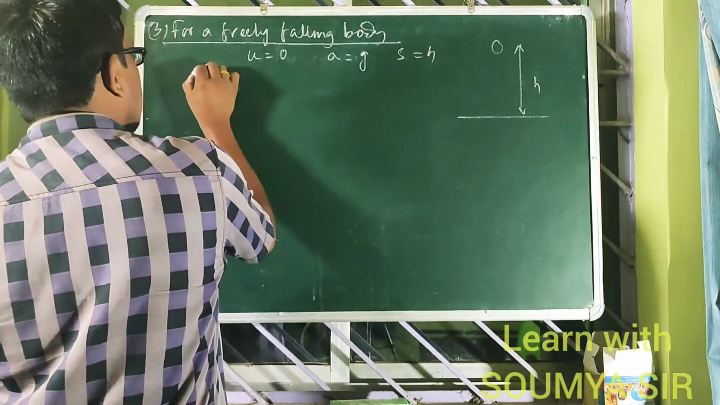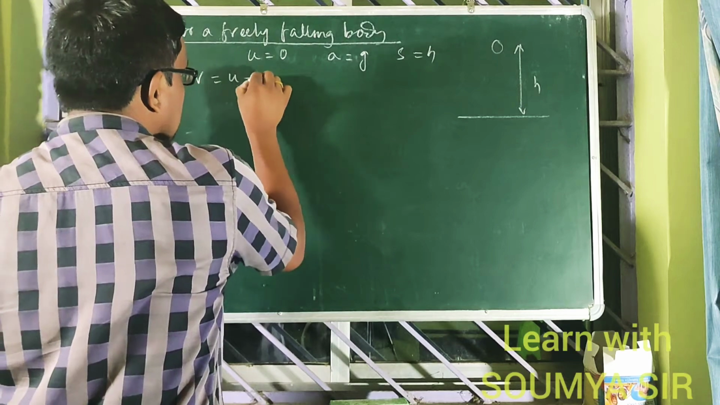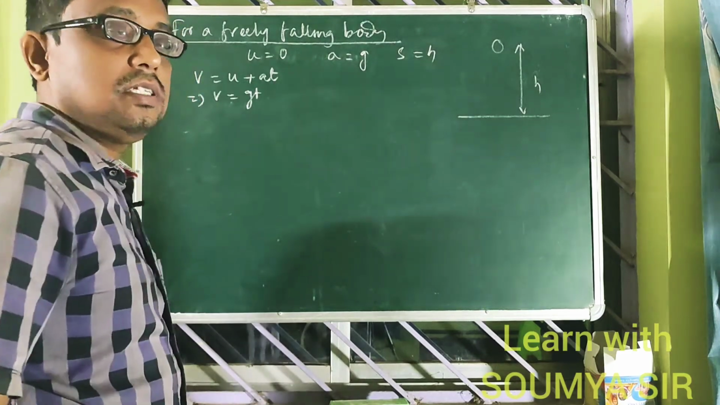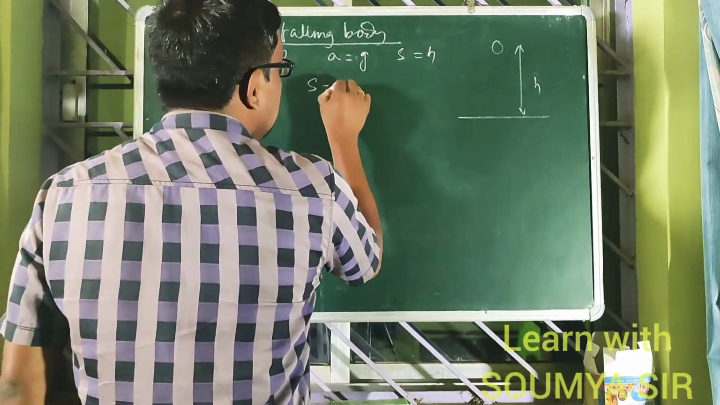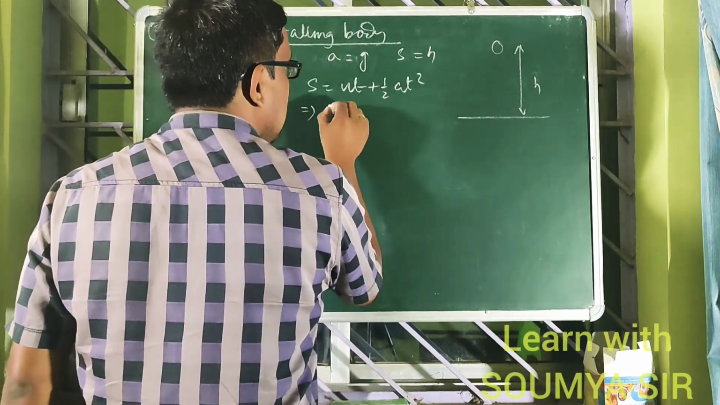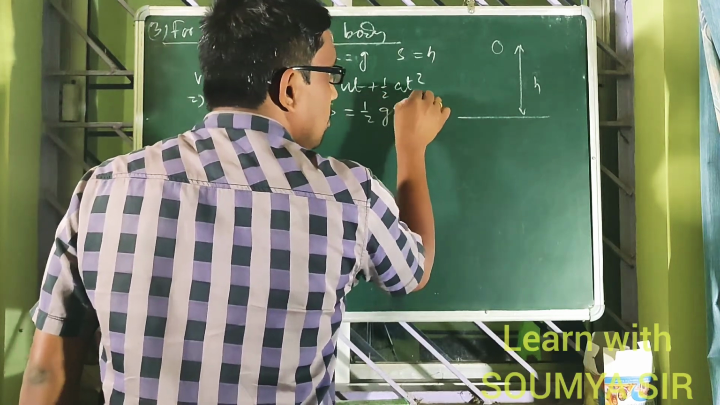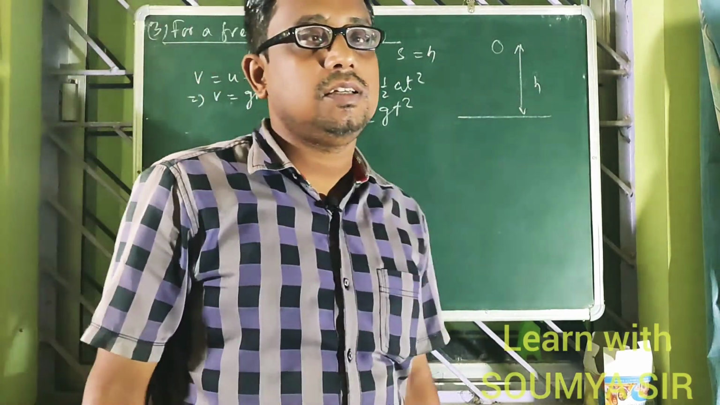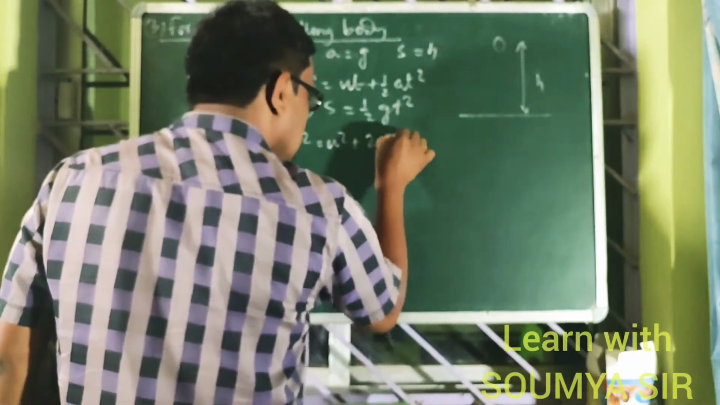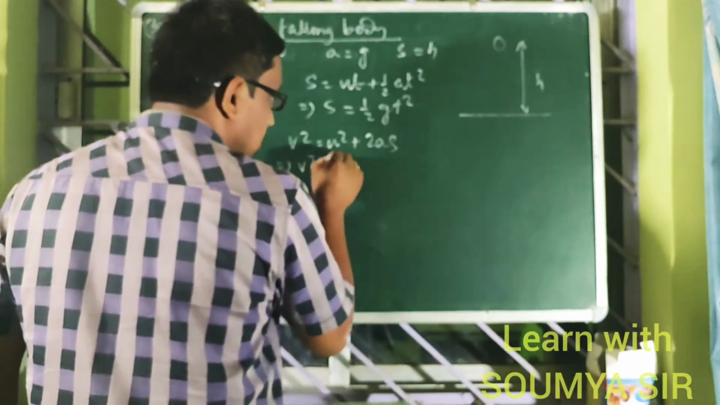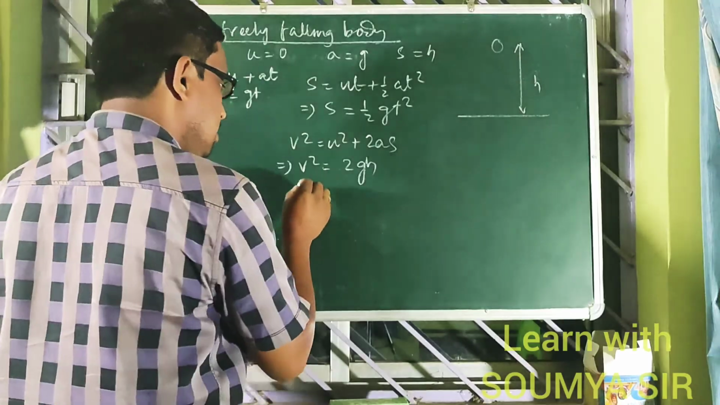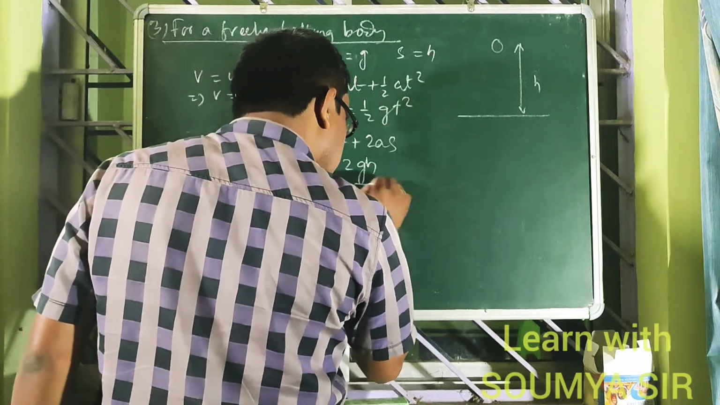So we can write the first equation of motion, v is equal to u plus at. We can write v is equal to gt, u is equal to 0, a is equal to g. Similarly, s is equal to ut plus half at square. For u is equal to 0, we can write s is equal to half gt square, or h is equal to half gt square. Third equation, v square is equal to u square plus 2as. Here v square is equal to 2gh, or we can write v is equal to root over of 2gh.